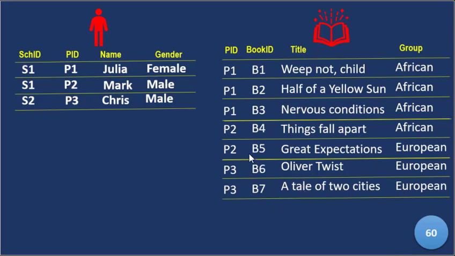And what is common to both tables? If you can, pause the video for a while and just look at it. What is common to both tables? So I guess you have guessed right, it is the PIDs. So we have PID 1, 2, and 3. So there are 3 students, remember them, and there are 7 books, B1 to B7, P1 to P3. So basically, I'm trying to connect Julia's books to Julia, Mark to Mark's books, and then Chris to Chris's books.